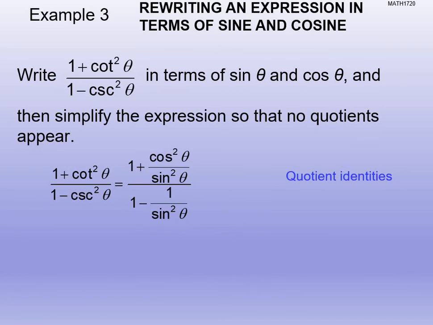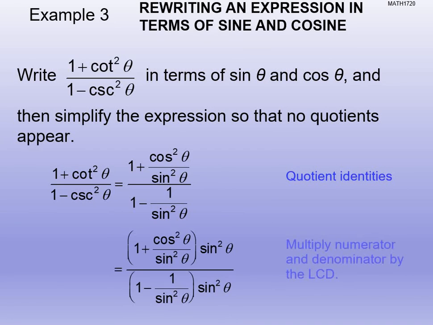Why am I choosing sine squared? Because it's the denominator and it's what I want to cancel. So I'm going to multiply the numerator by sine squared and the denominator by sine squared because they have the same denominator of sine squared. Alright, so when I do that, I'm going to distribute sine squared to both terms. So on top, I'm going to multiply 1 times sine squared and I'm going to multiply cosine squared over sine squared times sine squared. All right, the sine squareds will cancel there.